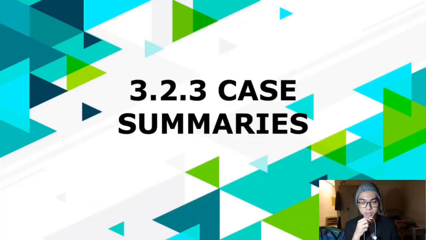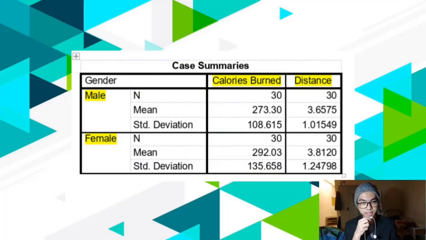Now to summarize it all, we can see from the case summaries here, the mean value for calories burned for both male and female runners differs, which are 273.30 and 292.03 respectively. Meanwhile, the standard deviation for calories burned for both genders is also different. For male, the standard deviation is 108.615 and female is 135.658.